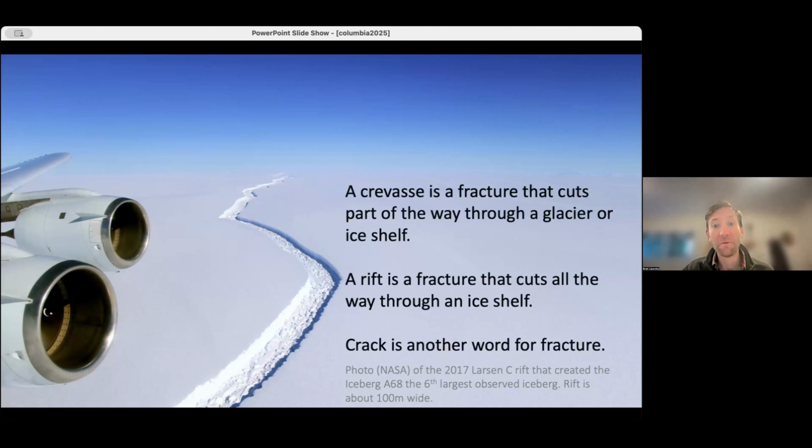Let's see, I'll just say a few terminology words that I'll use in and out. A crevasse is just a fracture that cuts part of the way through a glacier or an ice shelf. When it cuts all the way through, we start calling it a rift. Right, so the rift is filled with seawater and with icebergs that float inside of it. And crack is just another name for fracture. Rifts are fractures, crevasses are fractures.